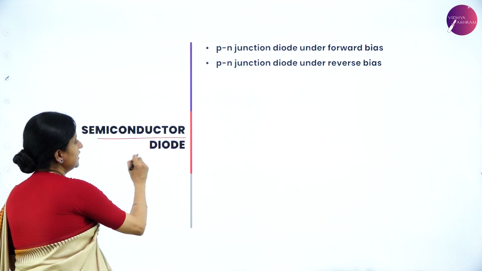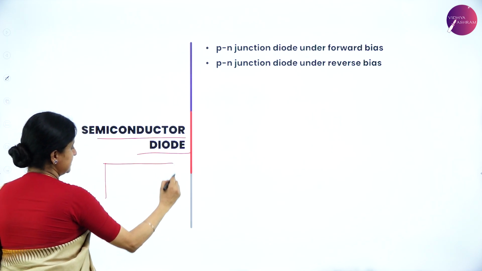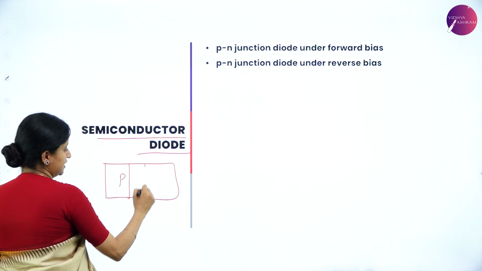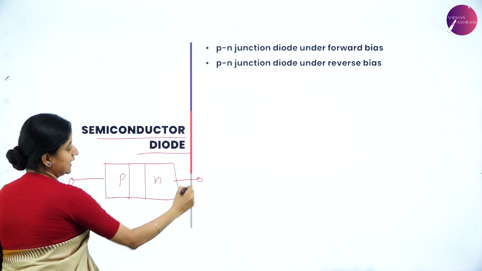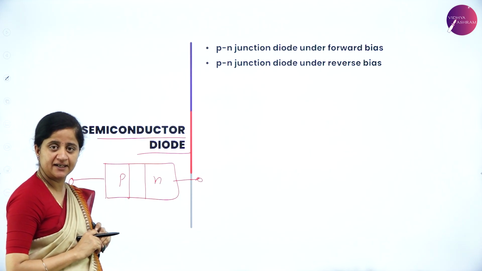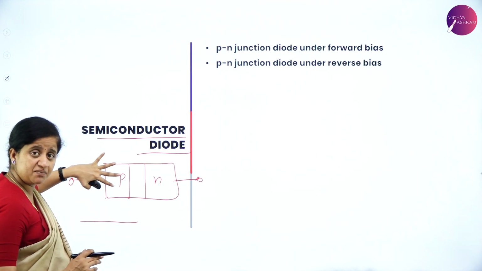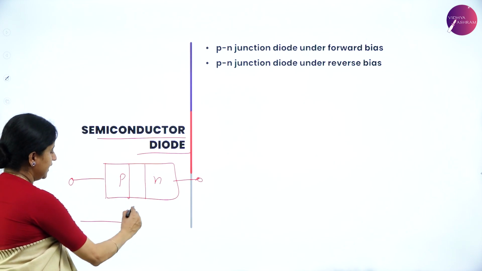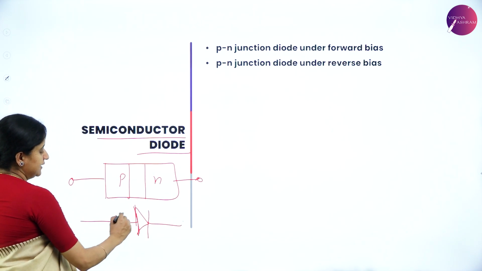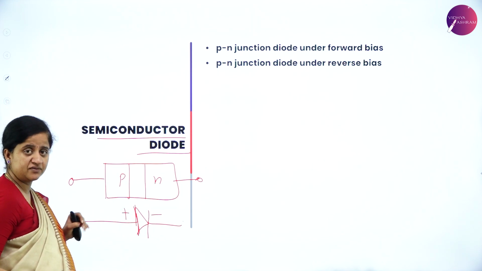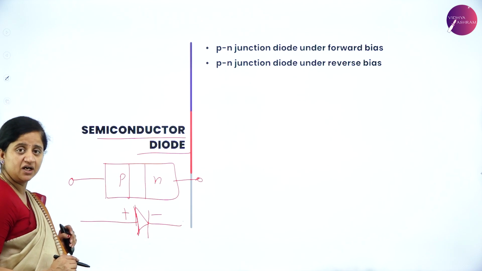Before that, we shall understand what a semiconductor diode is. A semiconductor diode is basically a p-n junction electronic device provided with two metallic ends for the external connection. This is the schematic representation of a p-n junction diode, and this is the circuit symbol for a semiconductor diode. This is the anode and this is the cathode, which means this is the p side of the diode and this is the n side of the diode.